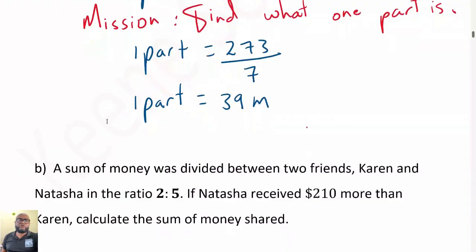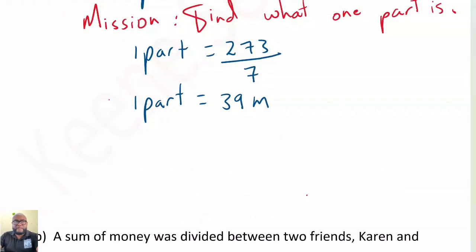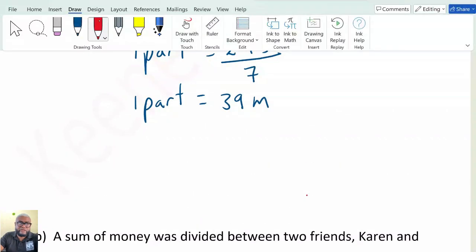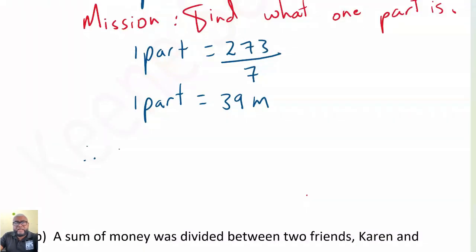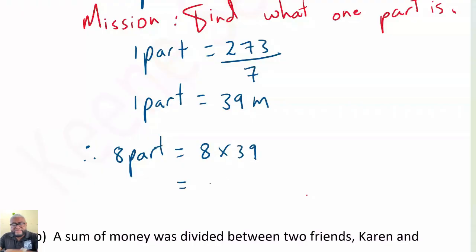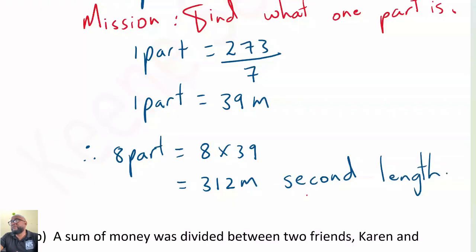So let's go. Therefore, 8 parts will be equal to what? 8 multiplied by how much one part is? 39. 8 multiplied by 39 will give me 312 meters, which is the length of the second leg, right? Are we good there, my children?